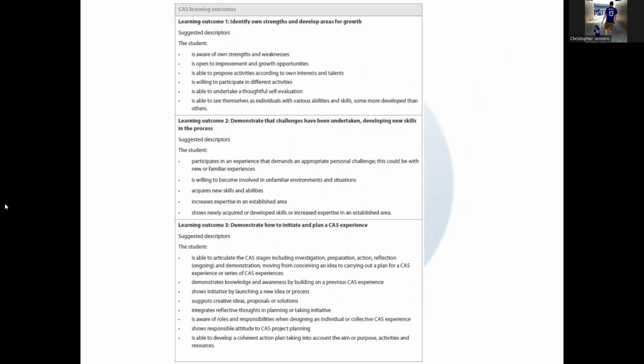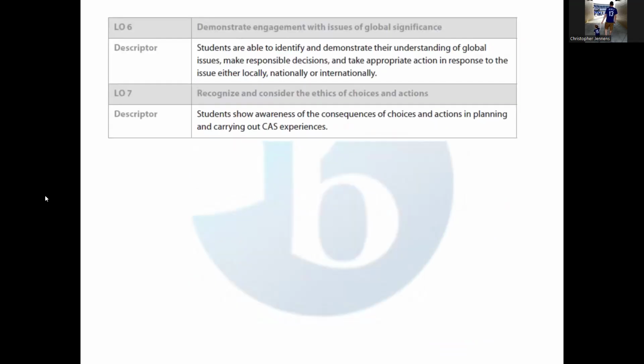And then you've got some greater detail with each one of those learning outcomes here, with descriptions of how the student can achieve each one of those seven learning outcomes. So there are the first three. Again, feel free to pause to read and get a closer look.